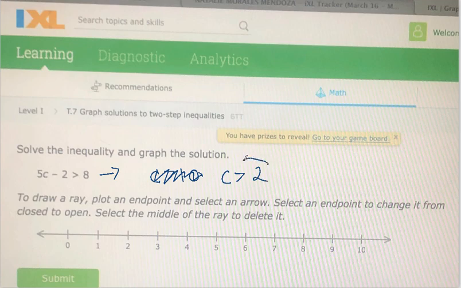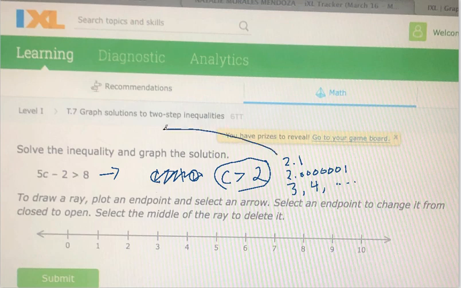What that means is any number that's bigger than 2, like 2.1, 2.00000001, like 3, like 4, etc. When you plug those numbers back in here for the variable c, any number that's bigger than 2, when you multiply it by 5 and you take 2 away from it, you'll always get a number that is greater than 8. That's what this means. And so how do you show that on a number line?